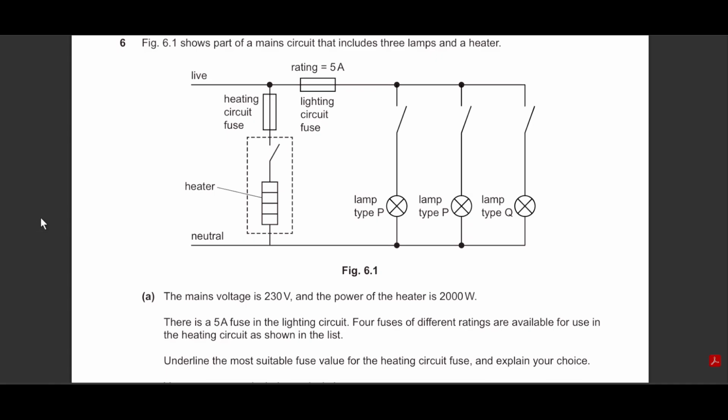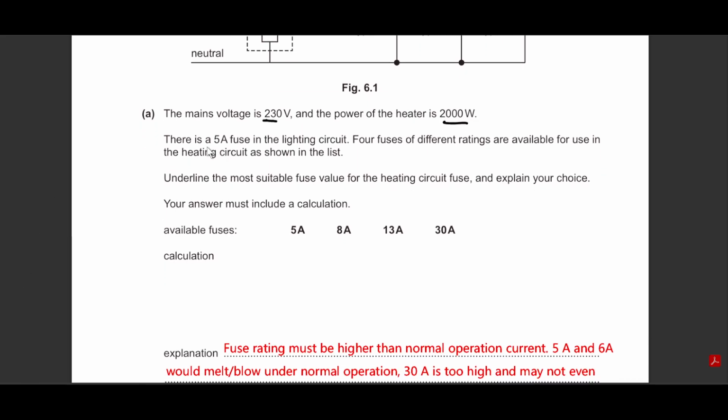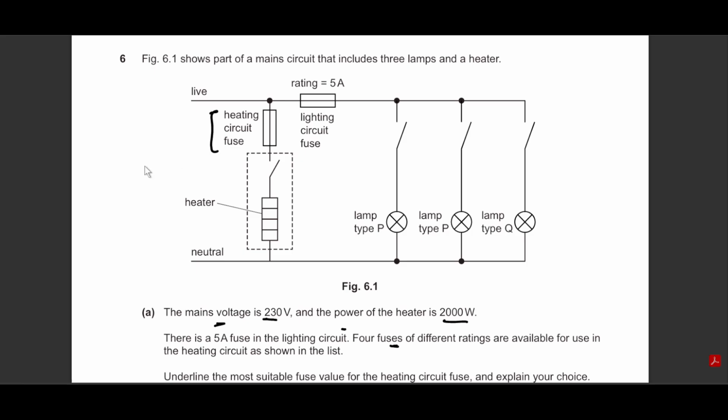Question number 6 is about practical electricity. A fuse is connected. There's a bulb P and there's a bulb Q. That's fine. Mains voltage is given. The heater is 2000 watts, quite a powerful heater. It says there's a 5 amp fuse in the lighting circuit. 4 fuses of different ratings are available. Underline the most suitable fuse for the heating circuit, which we are supposed to connect here.